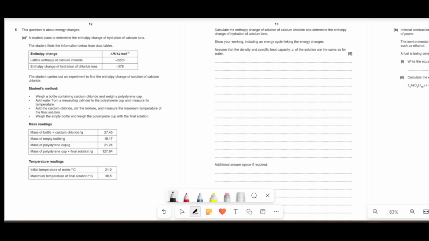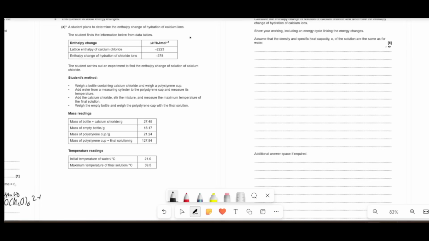A student plans to determine the enthalpy change of hydration of calcium ions, and they find this information from some data tables. So they've got the lattice enthalpy of calcium chloride. Whenever you have questions on enthalpy changes, my honest opinion is that if you're complaining about having to learn these definitions, you're learning the topic wrong, because these definitions are crucial in all these questions and should be free marks, to be honest. So if you're doing an enthalpy changes question, you must, no excuses, do a Hess's law or Born-Haber cycle. There's no other way around it.